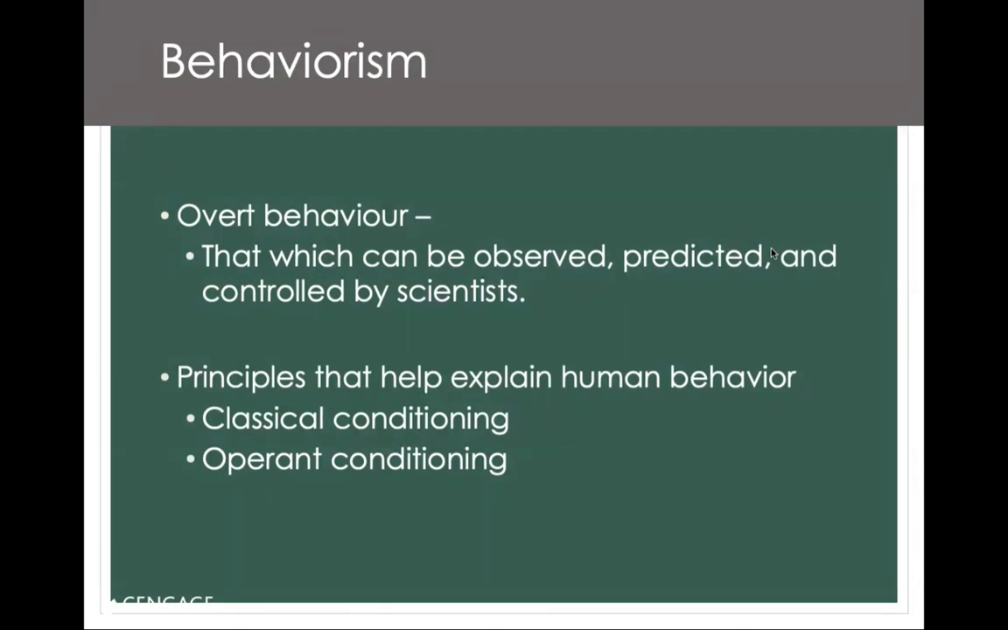So overt behavior is something that can be observed, predicted, and controlled by scientists. The purpose of behaviorism is to study this overt behavior. The principles that help explain human behavior can be divided into both classical and operant conditioning. In other words, when you hear the word conditioning, just know that it's synonymous with programming. There's classical programming, how you classically get programmed to behave in a certain way. And then there's operant programming, where certain consequences, operations, end up conditioning or programming the way you act and behave.